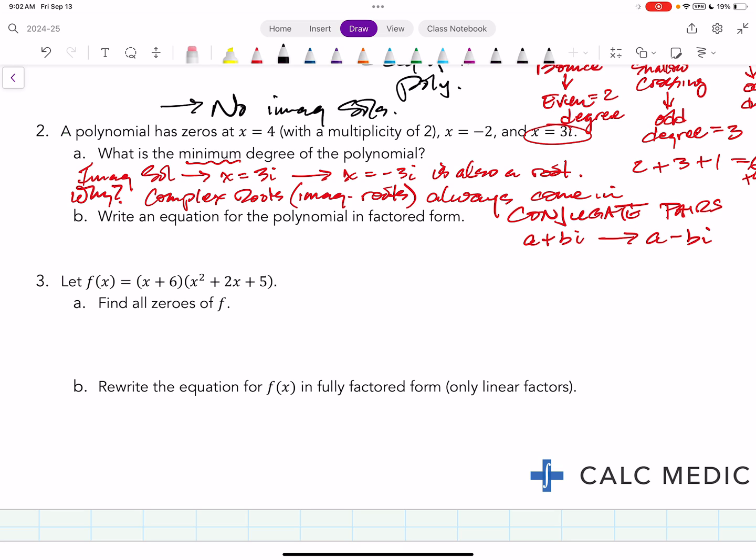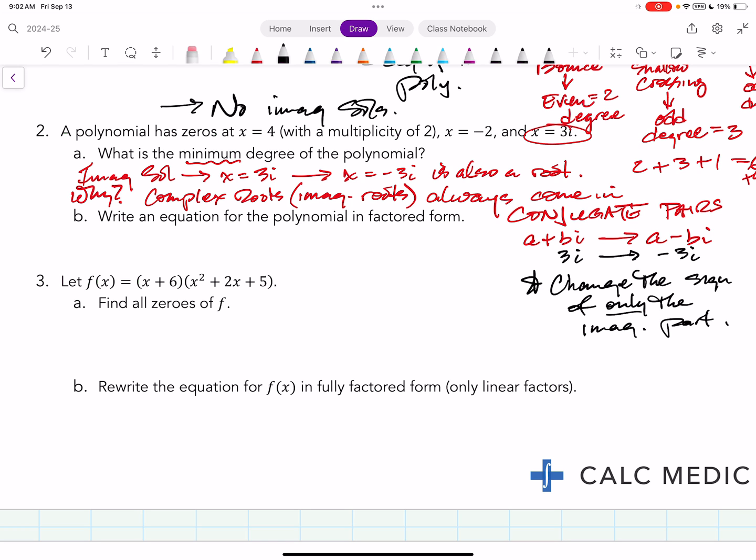So in our example, they gave you 3i as a root. That means -3i is also a root. Just change the sign of the imaginary part. Let's make a little caveat here: change the sign of only the imaginary part.